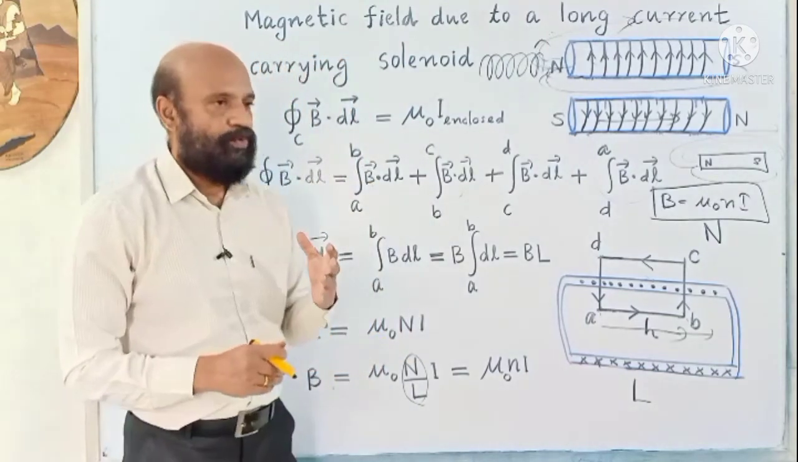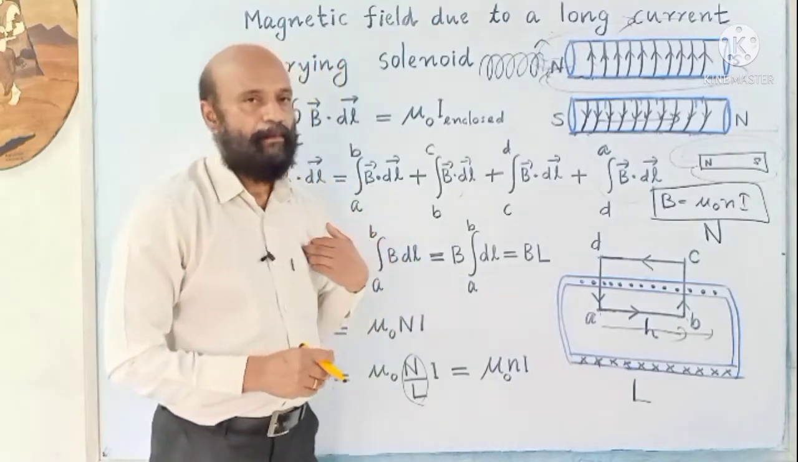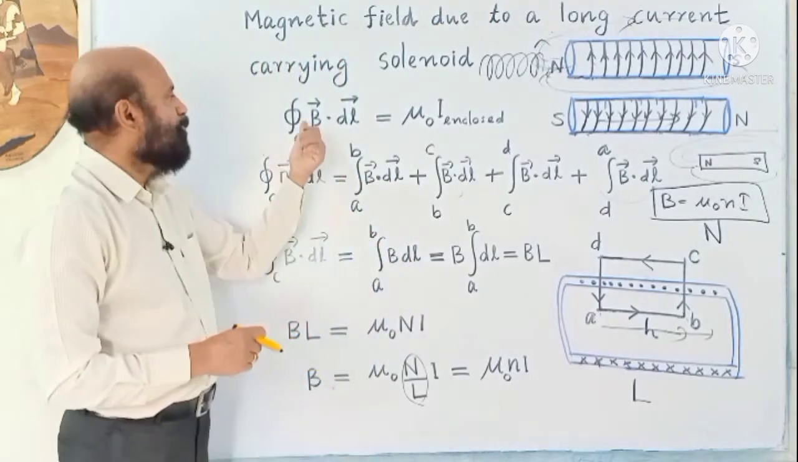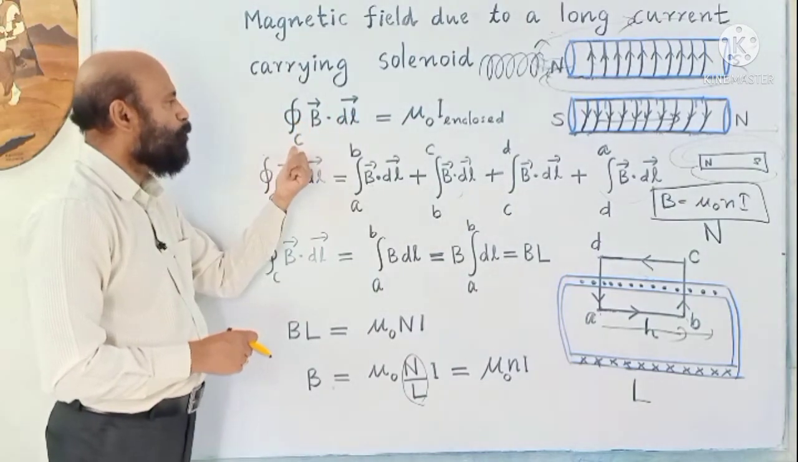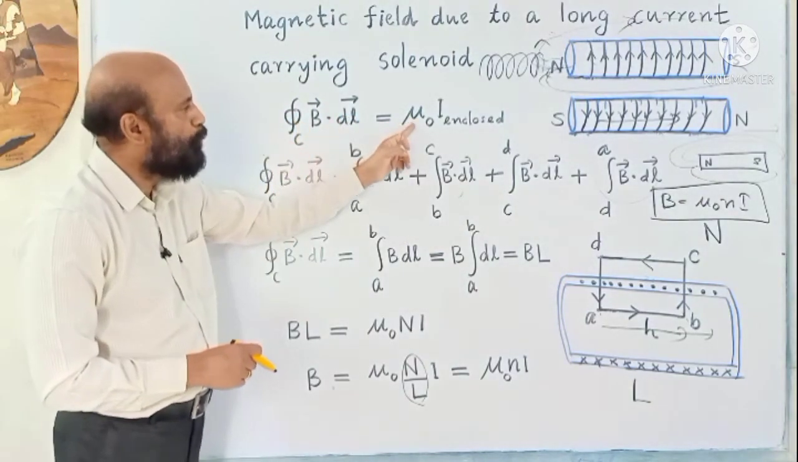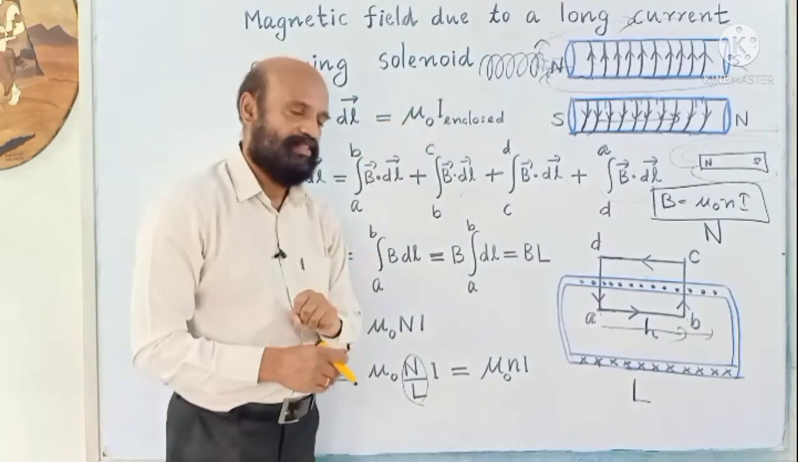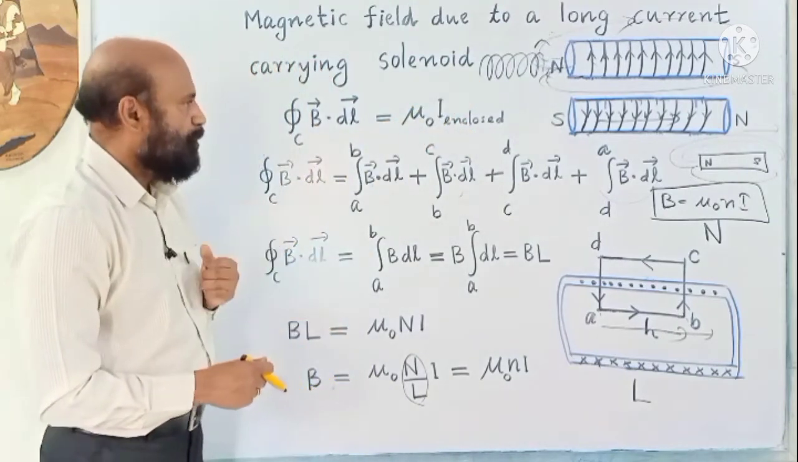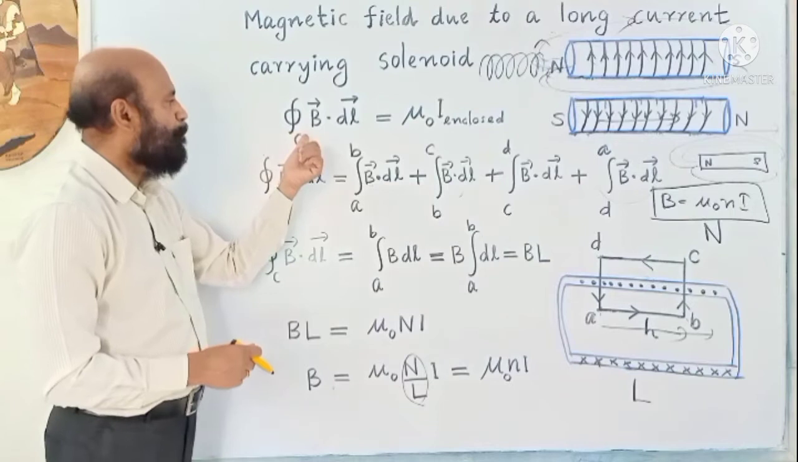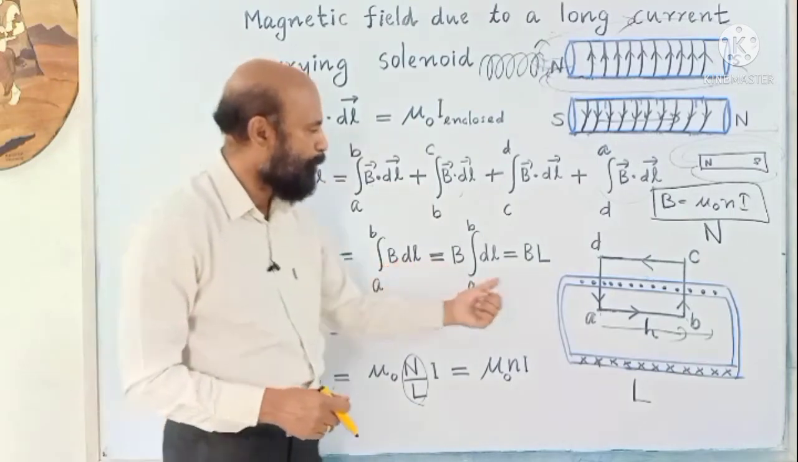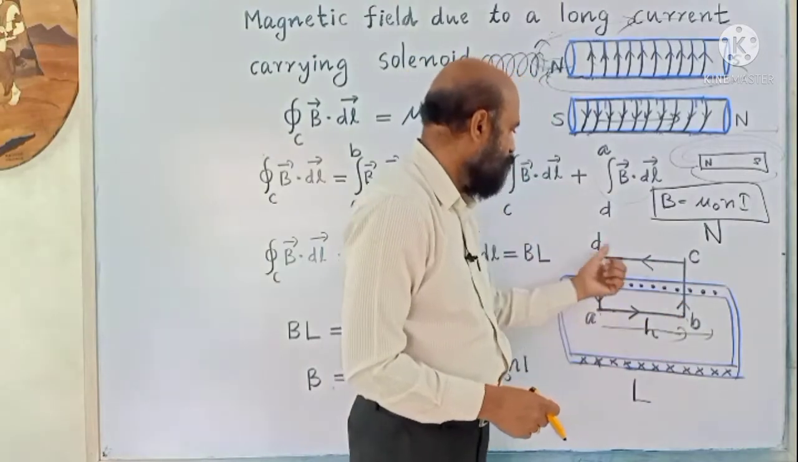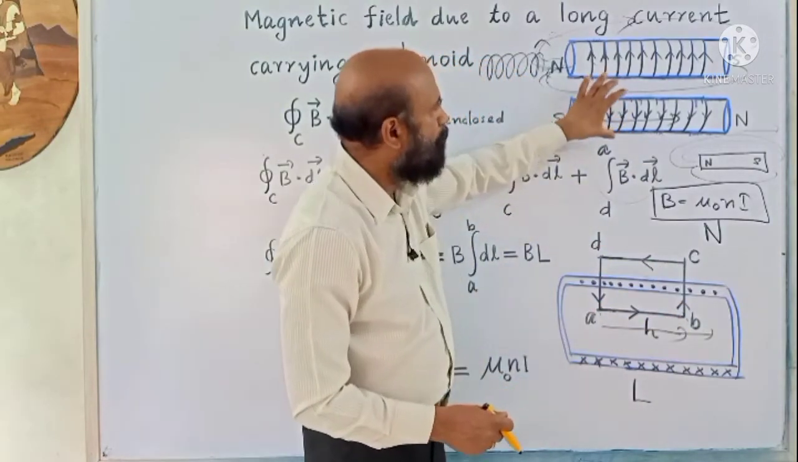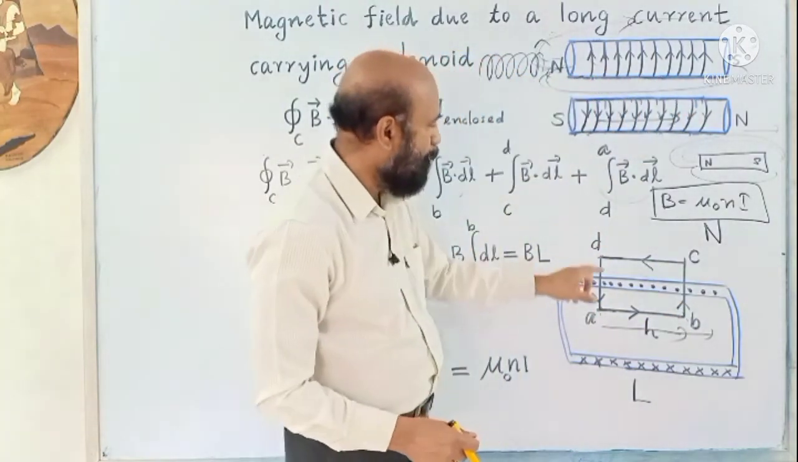Magnitude of the magnetic field can be determined by Ampere's circuital law. The line integral of the magnetic field over a closed loop is equal to mu0 times the net current. So that is the Ampere's circuital law. To apply the Ampere's circuital law, we are in need of a closed loop. So here we consider a closed loop. This coil can be represented like this.